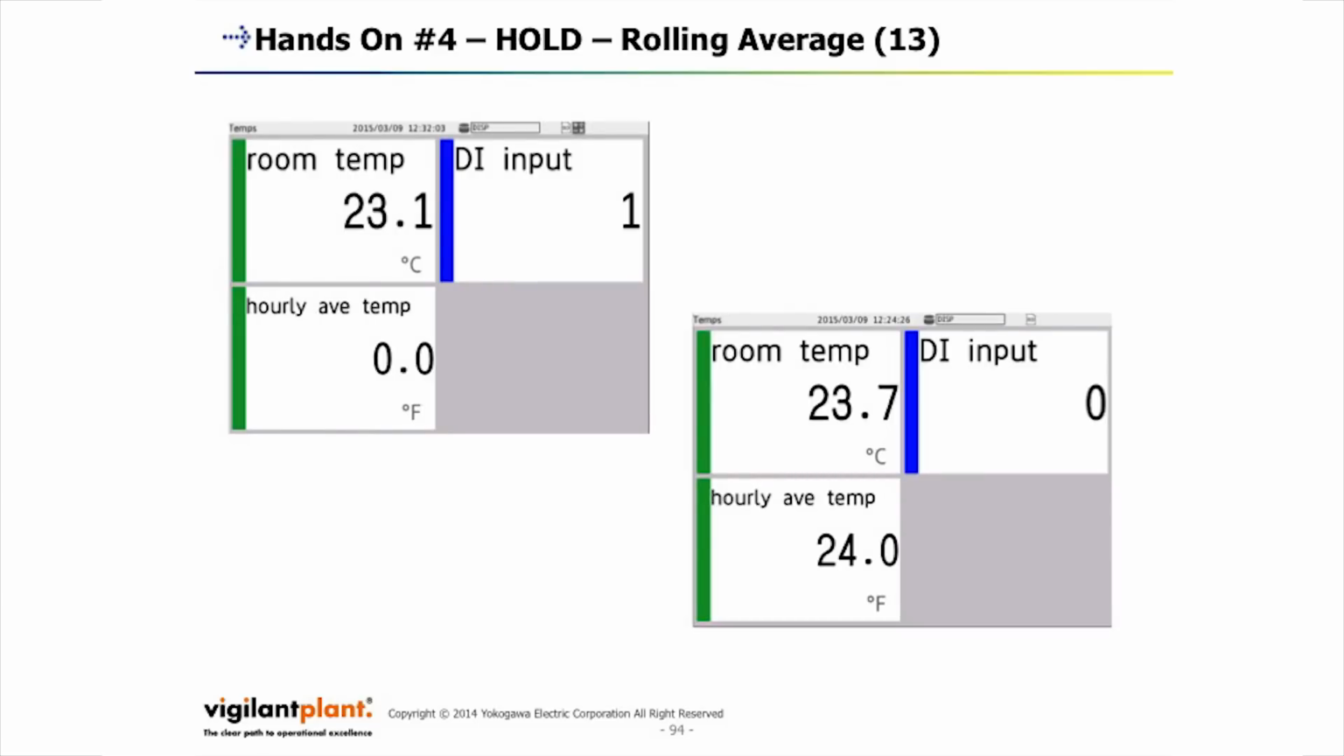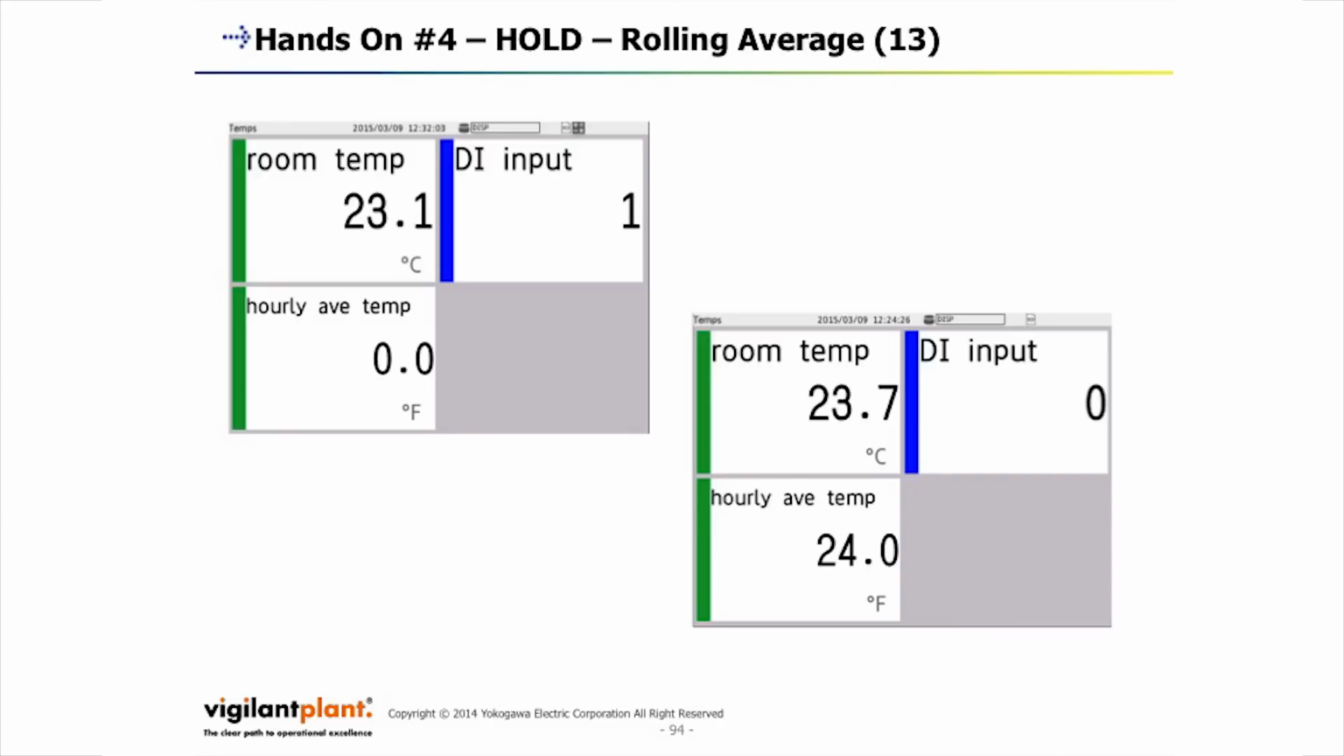for the math. And then here's an example of our temps group. We've got our room temperature, which was channel number 2. We've got our DI input, which is channel number 3. And we've got our hourly average.